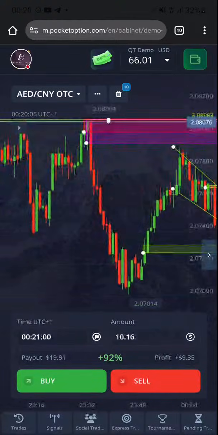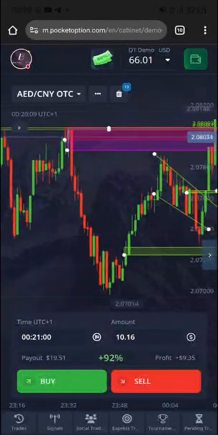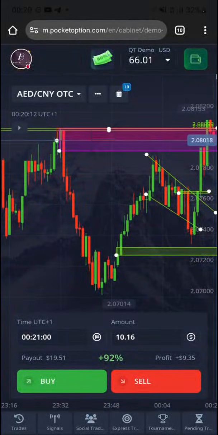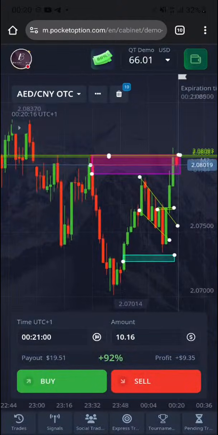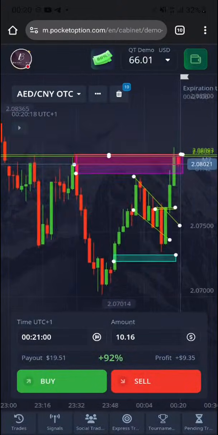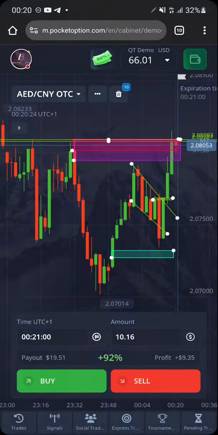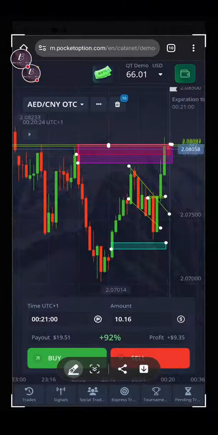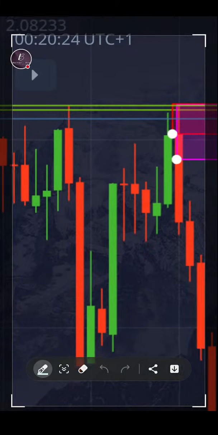I'm still coming back to the beginners. Just hold on. Let me mark this. How can I fit? Okay, let me go into M2. M2 should be okay, fine. Now let me show you the trade because I couldn't fit everything into the M1 chart, but this is it. I explained this trade yesterday. Look at this.